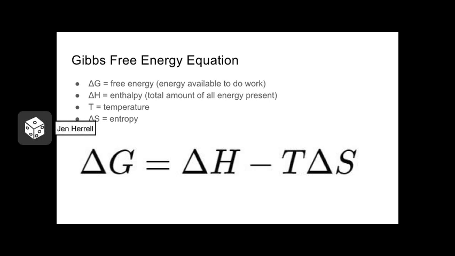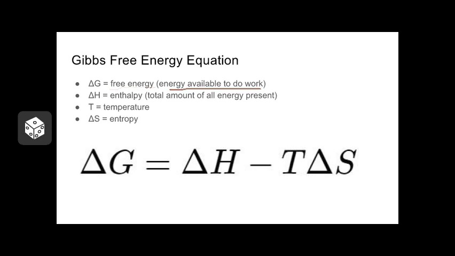Let's take a look at the variables involved in this equation. First, we have delta G. Delta G is what we're calculating, and delta G represents the change in free energy as this chemical reaction proceeds. Now, free energy is the useful energy. It's the energy that is available to do work. So it's the forms of energy that can make chemicals react, that kind of thing.